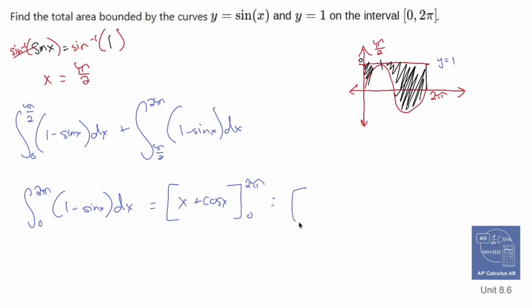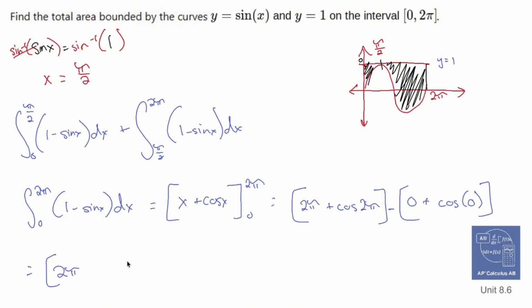Once I set this up, I get 2 pi plus cos 2 pi, minus 0 plus cos 0. 2 pi is 2 pi. Cos 2 pi is going to be 1, so plus 1, minus 0 is 0, so get rid of it. Cos 0 is also 1. So this gets us 2 pi plus 1 minus 1, which is 2 pi. And that's how we do it.